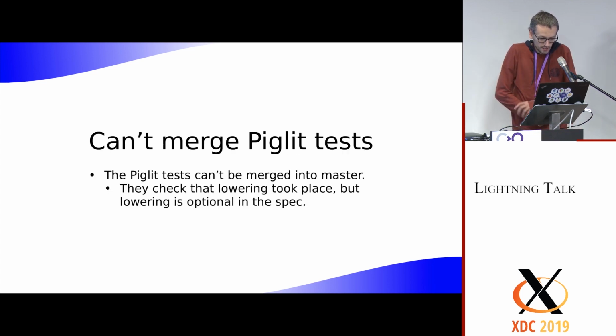So one of the things is that we can't merge the piglit tests that I made for the branch because, yeah, they check that the lowering took place, but not doing any lowering is valid spec behavior, so it can't work as a general test.